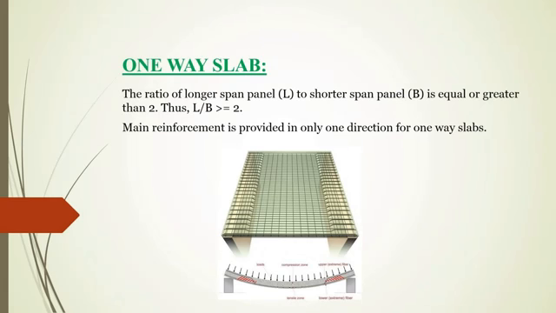The first one is the one-way slab. The one-way slab is designed when the ratio of longer span to shorter span is equal to or greater than 2. The main reinforcement is provided in only one direction in a one-way slab. The one-way slab transfers loads in one direction.